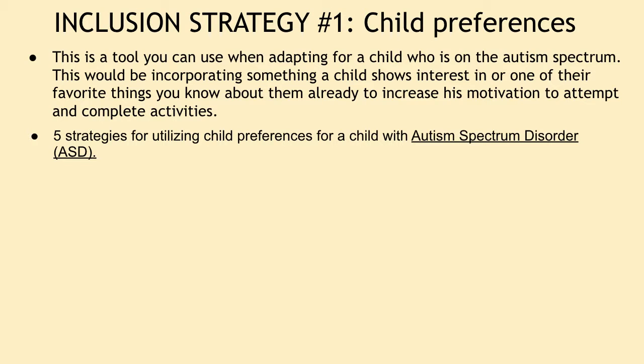Okay, so the first inclusion strategy that I chose was child preferences. This is a tool you can use when you're adapting for a child who's on the autism spectrum. This would be incorporating something like the child's favorite toy or something that the child shows interest in. It doesn't even have to be a toy, it could be like a bug or anything. And you use it to motivate them to attempt and complete activities in the classroom.